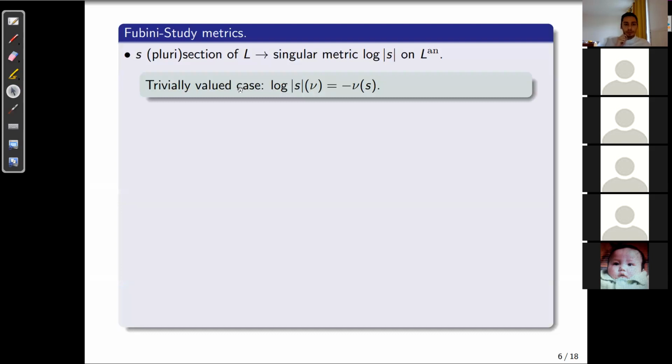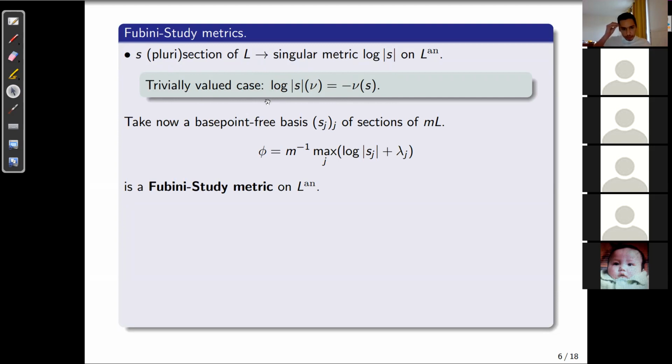So in the trivially valued case, it's a bit explicit. We recall that in the trivially valued case, the points of X^an correspond to evaluations on some function fields of subvarieties of X. So in particular, you can take a local equation for a section S and simply evaluate it. It's basically an order of vanishing, and this gives the potential of the metric. And in the trivially valued case, a metric is basically a function. There's a canonical way to transform them into those.